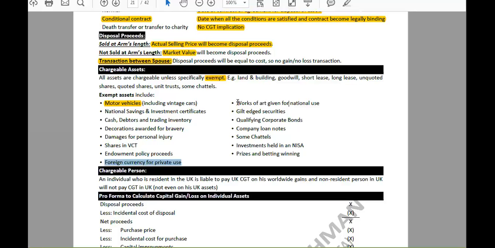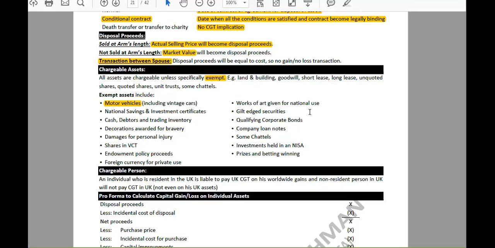Work of art for national use. For example, if you draw a portrait of your national hero, or maybe if you draw something for a national event, any work of art for national use will be exempt. Gilt-edged securities, students, this is another type of debt.